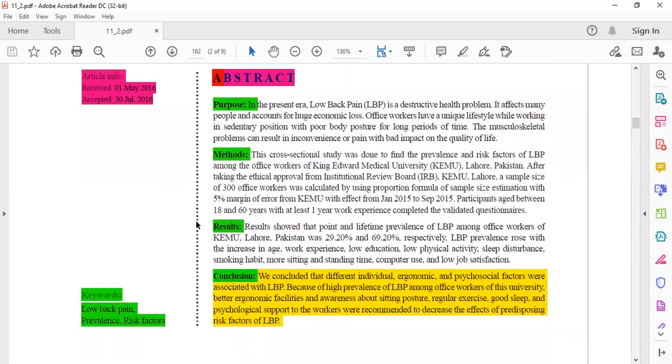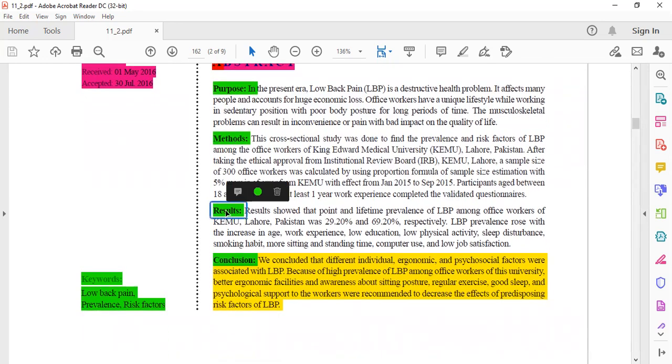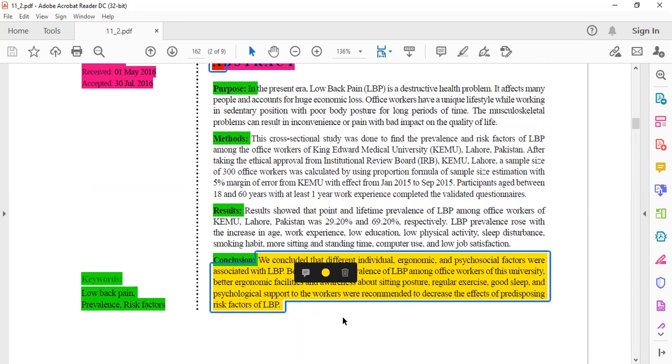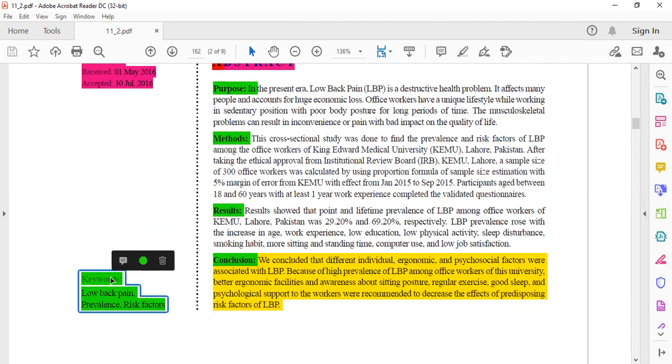Then you will explain the results: what were the results of your study, what were the findings of your study. At the end, you will write the conclusions of your study. Like in this yellow box, the conclusions are clearly written. So these were the parts of the abstract: the purpose, method, results, and conclusions. Here you can see the keywords. We give keywords in a research paper. These are the words which are searched when someone searches for your research paper or for some data about this topic.